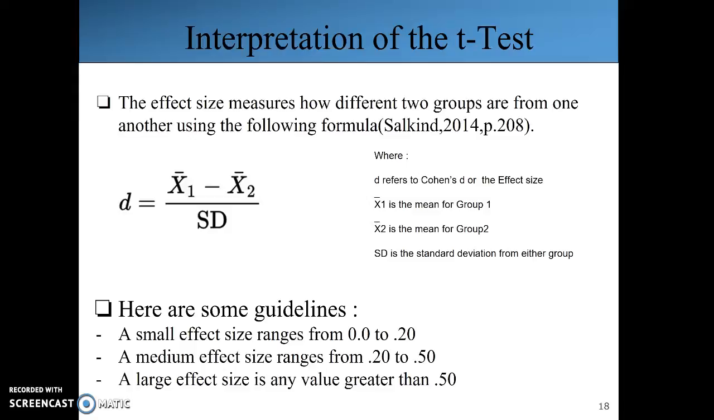Here are some guidelines to follow when using Cohen's d. A small effect size ranges from 0.0 to 0.20. A medium effect size ranges from 0.2 to 0.5. Anything over 0.5 has a large effect size. If the size is 0, it means that there is no difference between the groups and that the groups tend to be similar. As the effect size gets larger, the overlap or similarity between the groups decreases.